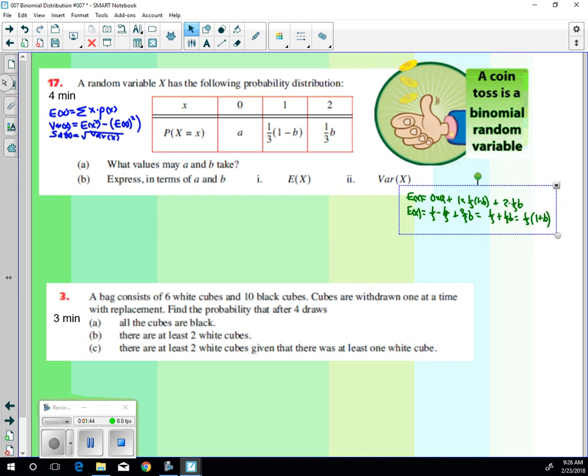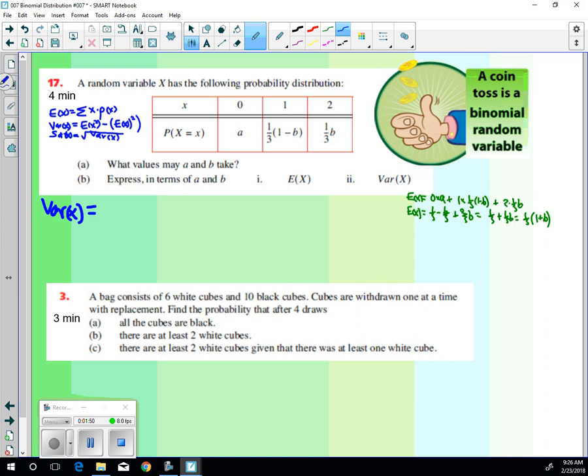Now for the variance, this is a formula I gave you yesterday. It's E of X squared minus E of X quantity squared. A little bit of a pain, but we can do it. You ready, Micah? Okay, good stuff. So all you're going to do here is, and I didn't write this quite right, it should be E of X quantity squared.